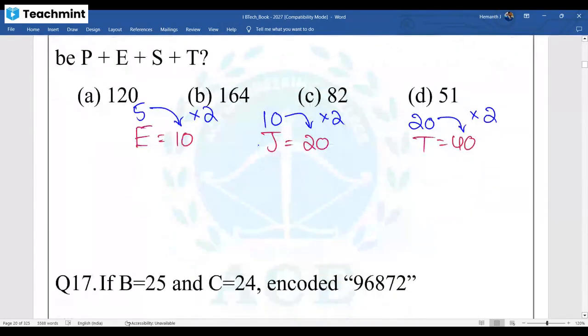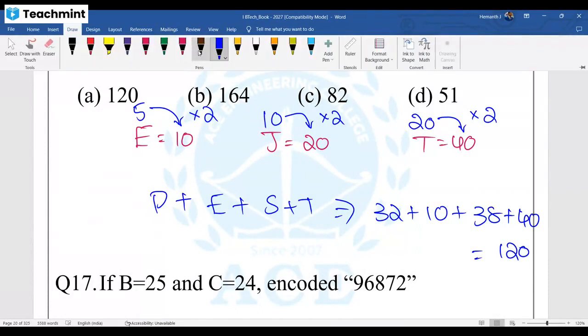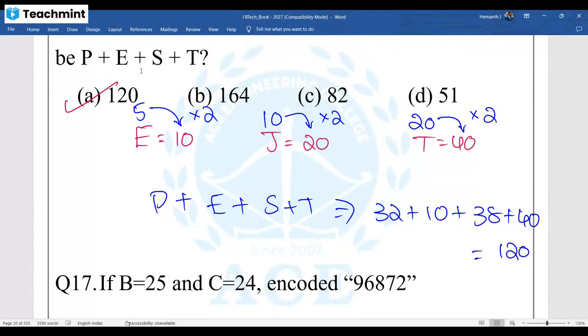Now for test, P is actually 16, double means 32. E is 10, they are given already. S is 19, double is 38, T is 20, double is 40. Adding all this, we got 120. Option A. Right.